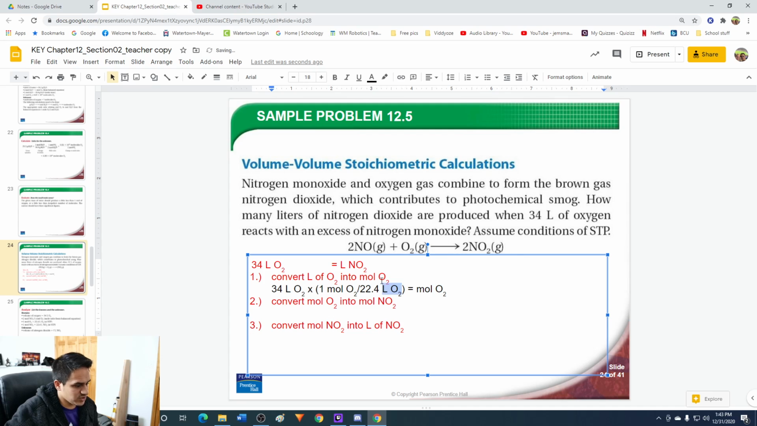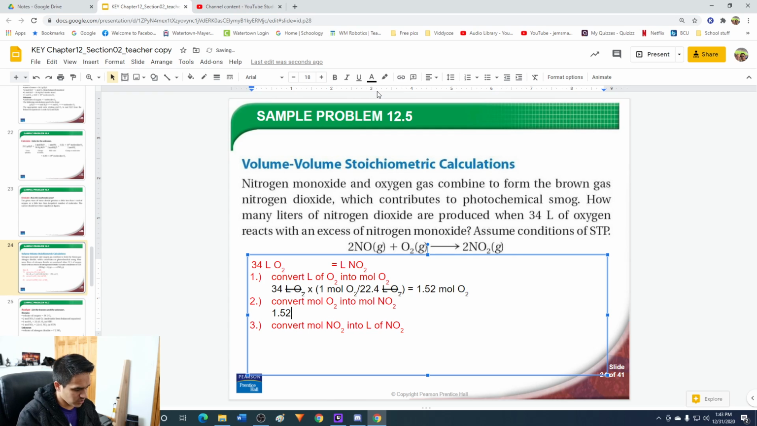So liters of O2 will cancel with the liters of O2 that we're beginning with. We're going to take 34 and divide that by 22.4. I'm just going to round this to 3 sig figs, so 1.52 moles of O2. All right, so there's that first part.